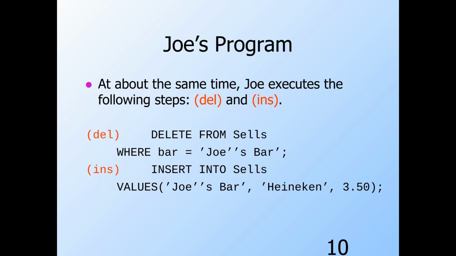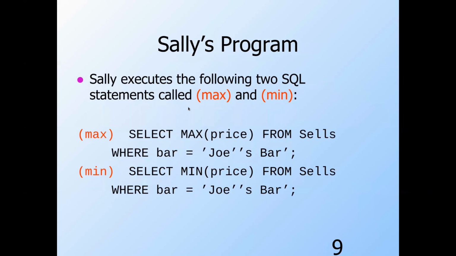So that is what is actually happening when I look at Joe and Sally's programs. I'm saying there are two orderings: Sally goes first, or Joe goes first. Both of those make sense. Those are both what are called serial schedules, because no one can complain about those. There's a difference, of course, in the results, but they're both consistent.